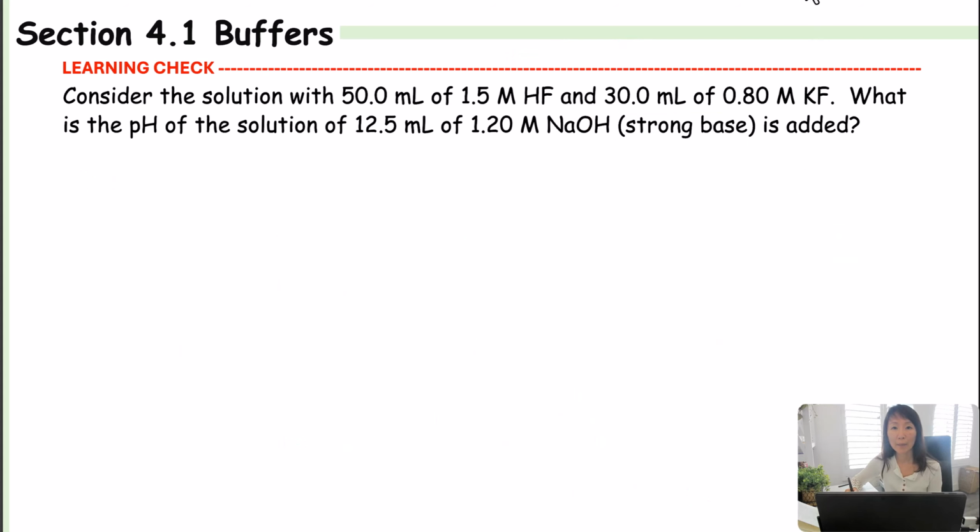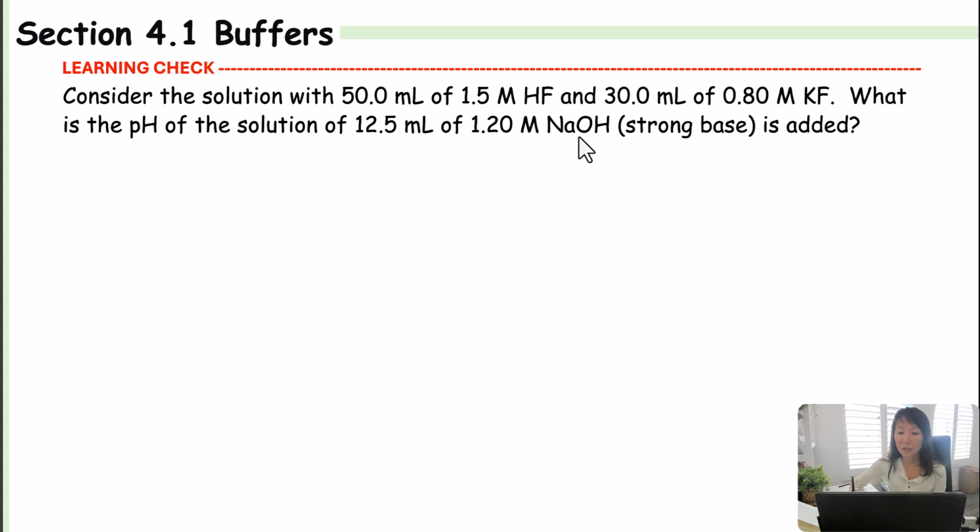Now, what will happen if you were to add a strong base? So I'm going to set this up a bit and then you will find out the pH on your own. So consider the same solution as before, but now what is the pH of the solution after 12.5 ml of 1.20 M strong base has been added?